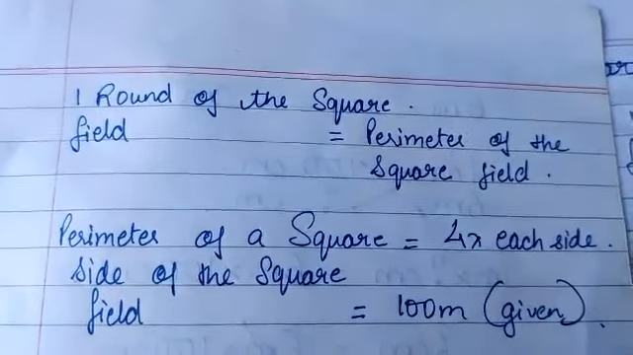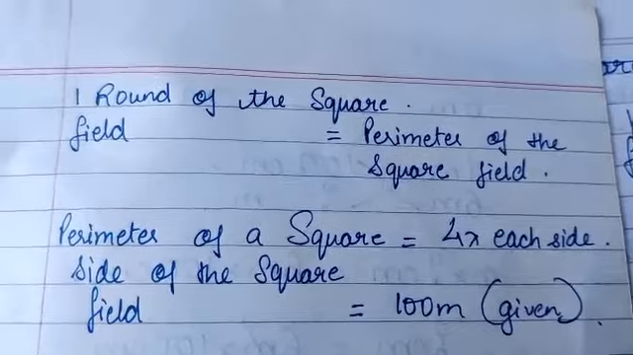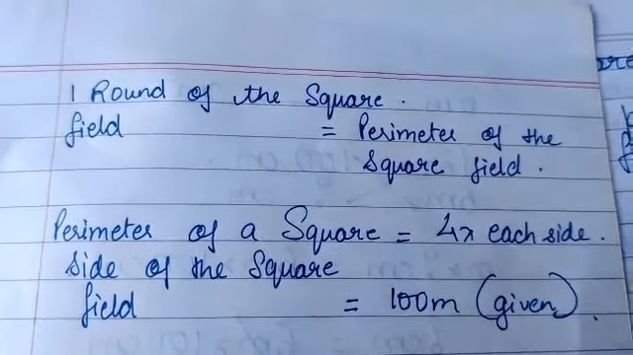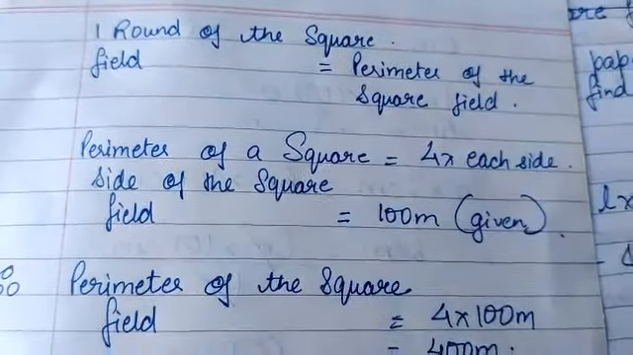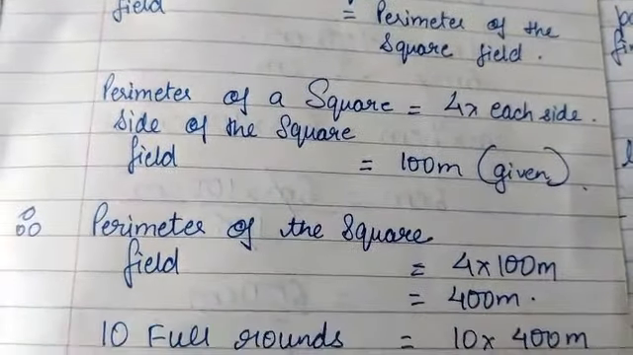Now 1 round of the square field is equal to perimeter of the square field. Perimeter of a square is equal to 4 into each side. So since the side of the square field is 100 meters, perimeter of the square field is 4 into 100 meters, that is 400 meters.